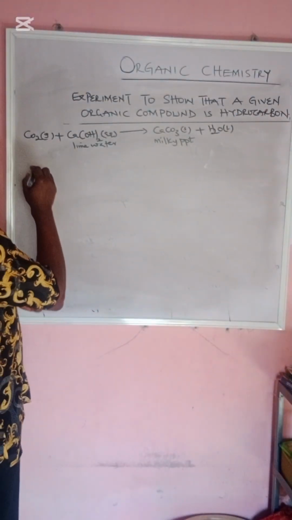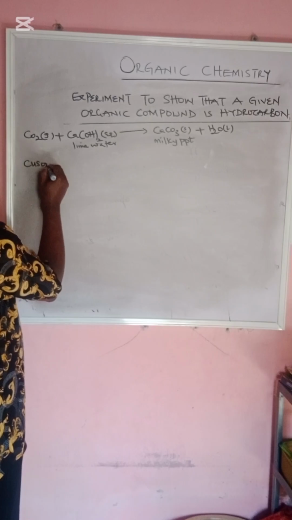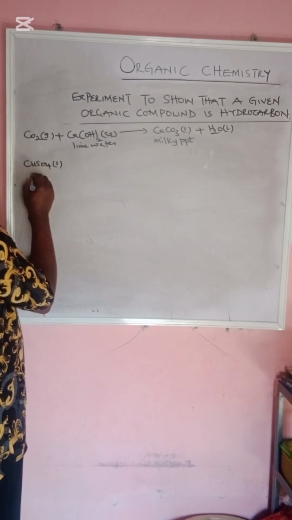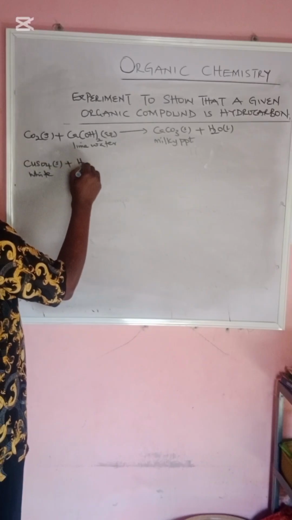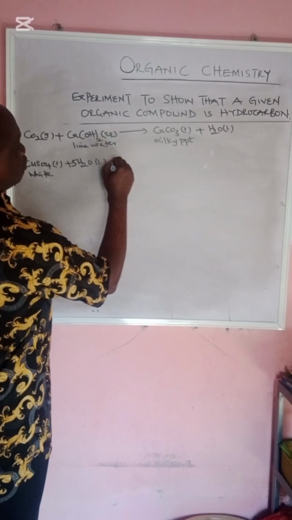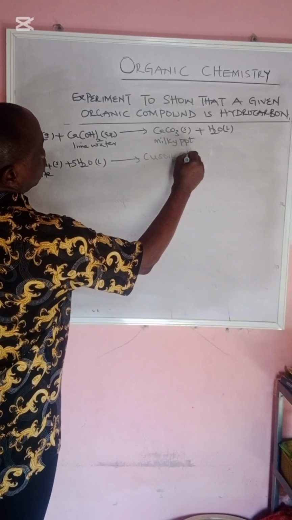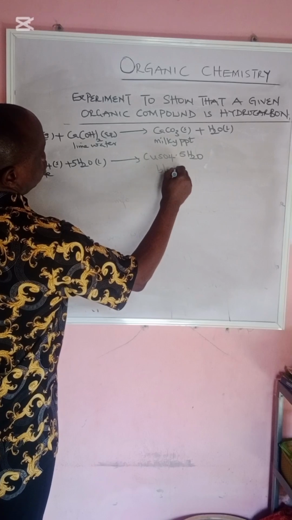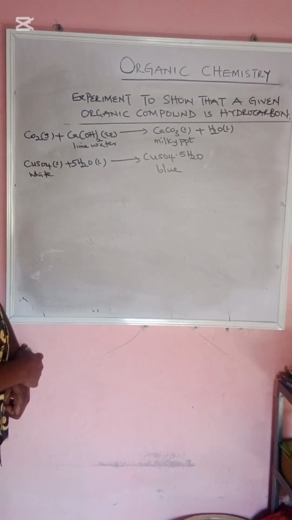The second one, if you use anhydrous copper 2 sulfate, which is white, added to a liquid, if that liquid is water, it will form CuSO4 with water of crystallization. This is blue, while this is white. This is the chemical test for water.